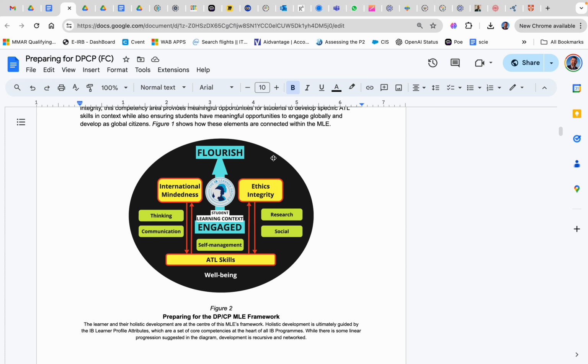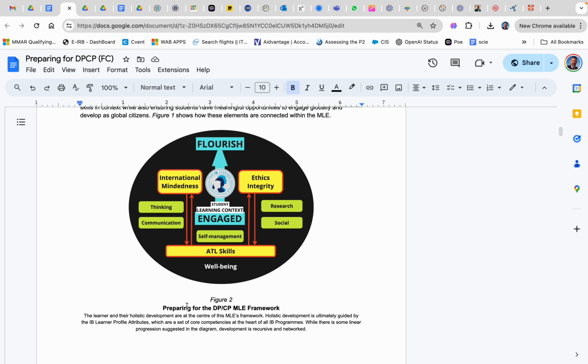The first one is well-being, and that's the dark circle in this diagram. It's intentionally surrounding all of these other areas because one idea might be that it underlies a lot of the other progressions, in terms of competencies.